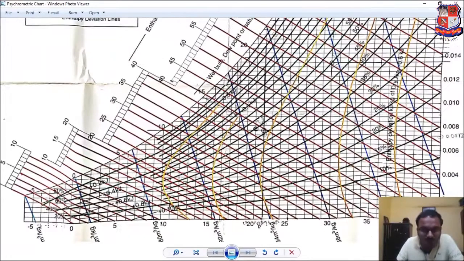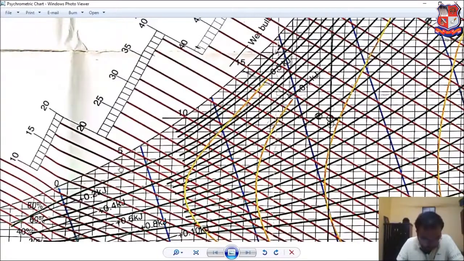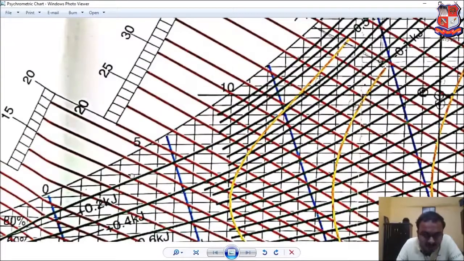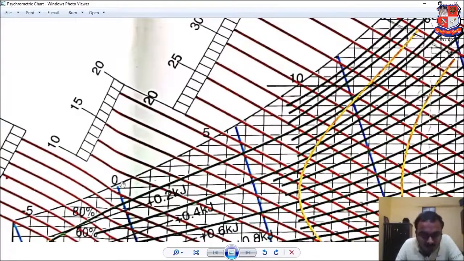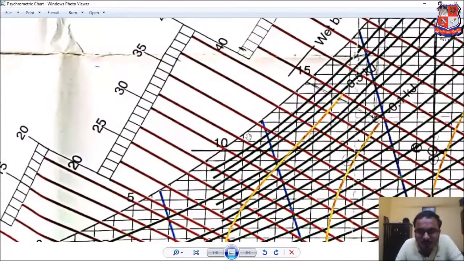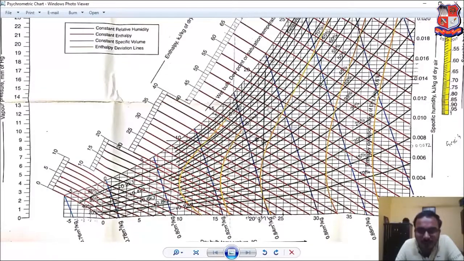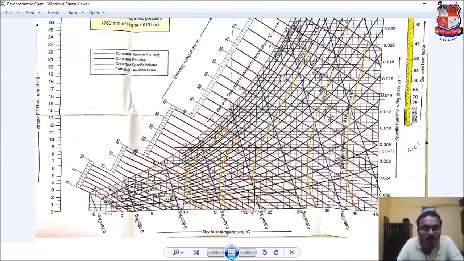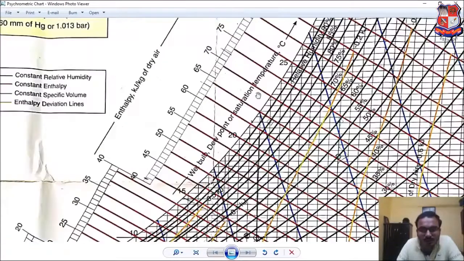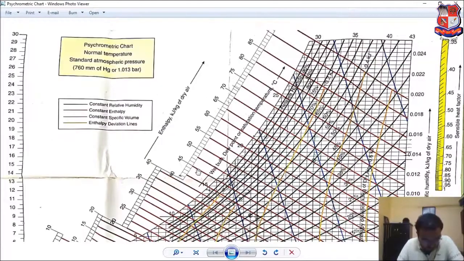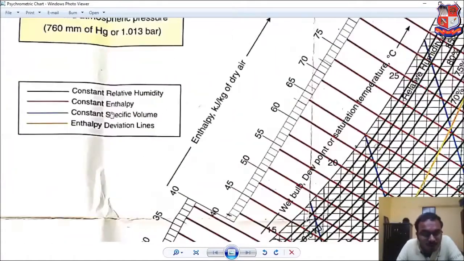the values of wet bulb temperature are given on the saturation curve. That is, if you see this -5, 0, 5, 10, all these values are of temperature, that is wet bulb temperature. So this red color indicates the wet bulb temperature lines. Now the next is constant relative humidity lines.